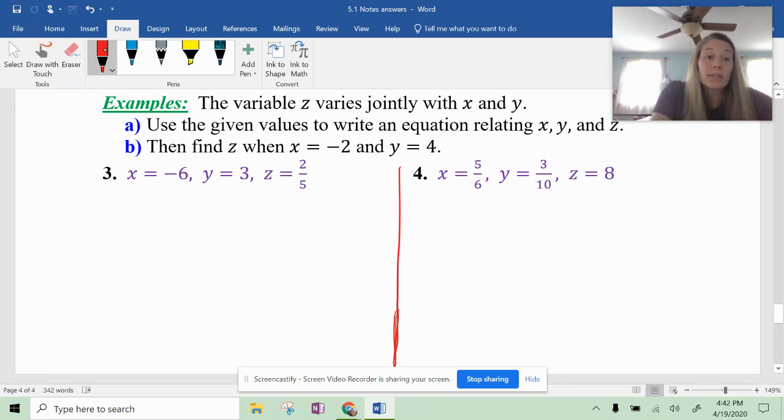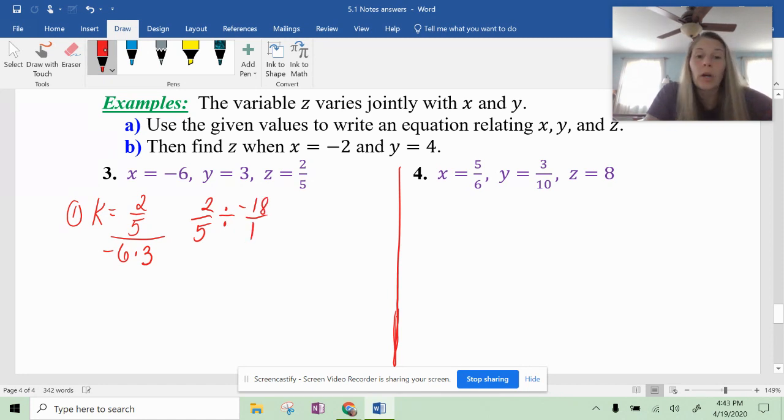So again, we're going to go through the same process we just did in the last two examples. So the first step, we're going to find the k by taking the z and dividing it by this product. Now, this is where some people are like, what? Because we have a fraction and a fraction, right? So this is how I'm going to do it old school, right? So 2/5 divided by, and this is -18, right?